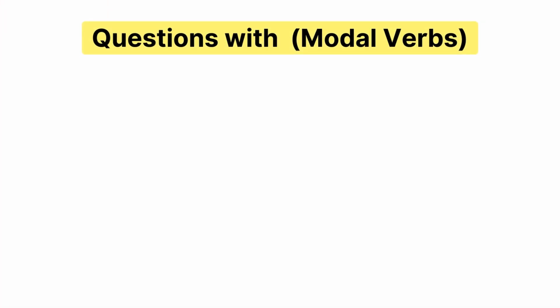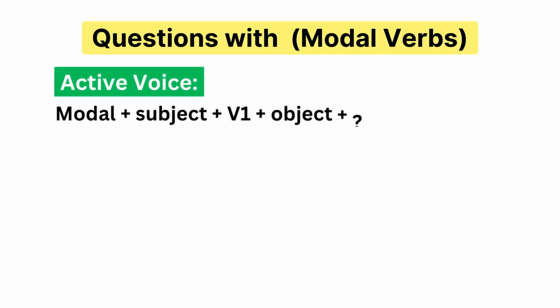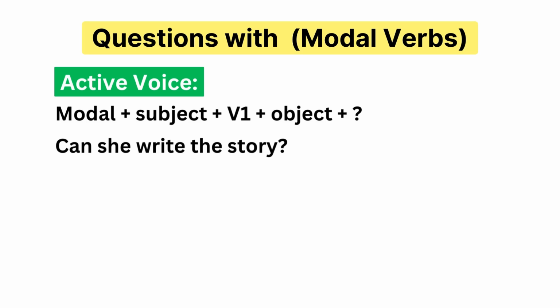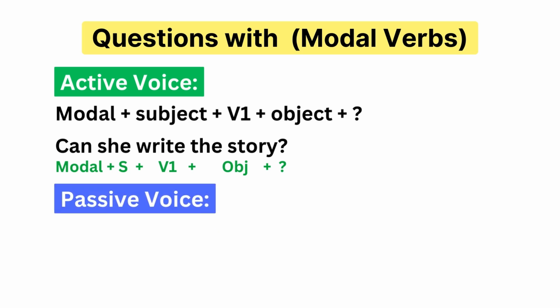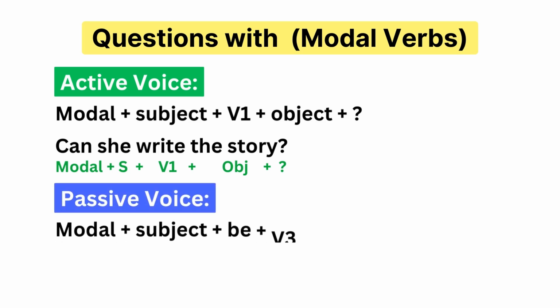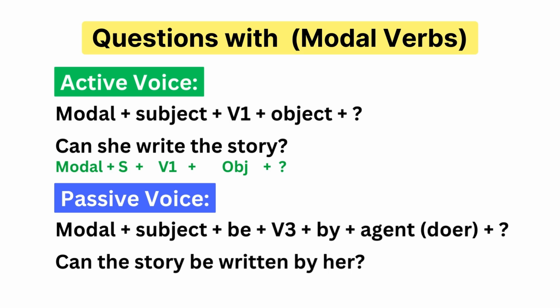Questions beginning with modal verbs. The normal structure of them in active voice is modal, plus subject, plus verb, plus object. For example, can she write the story? While changing the sentence into passive, this structure becomes modal, plus subject, plus be, plus past participle, plus by, plus agent, or doer of the action. Can the story be written by her?